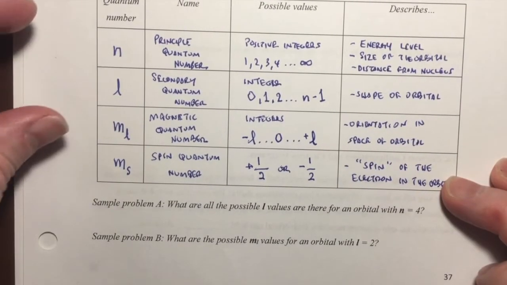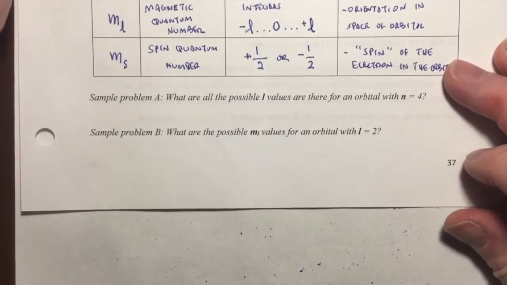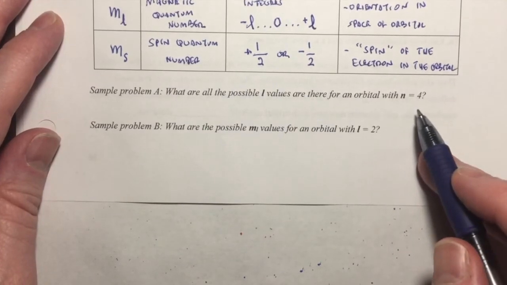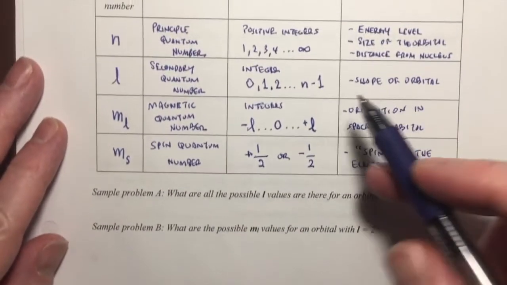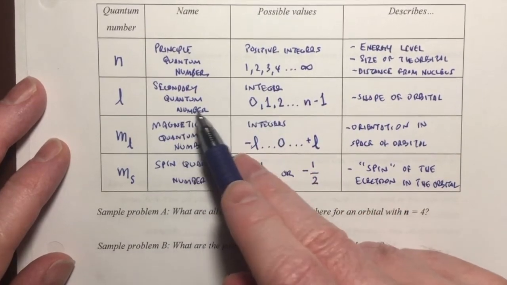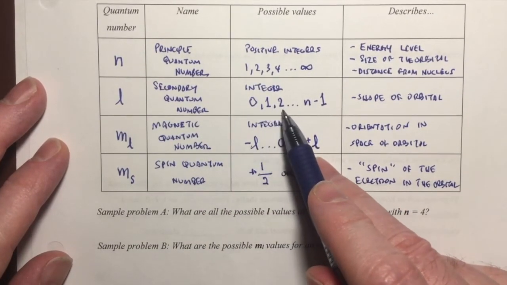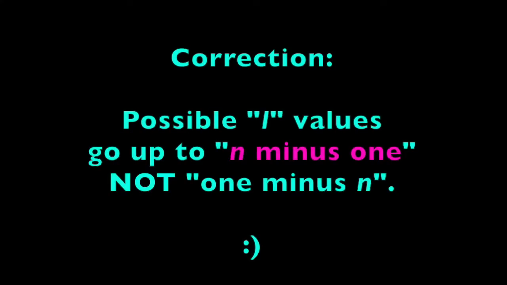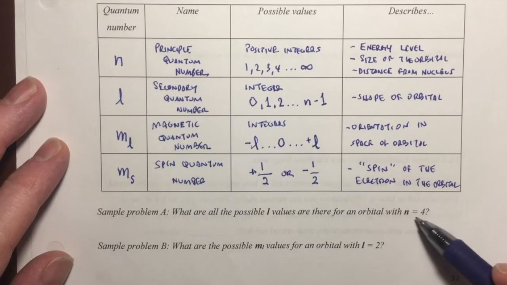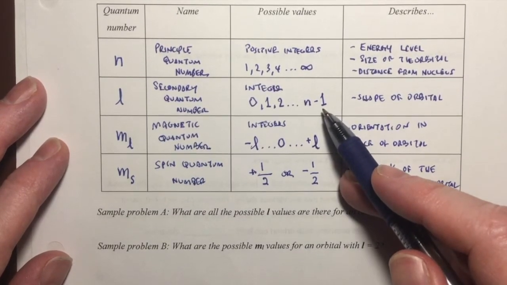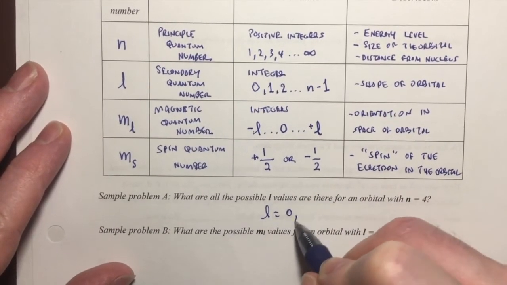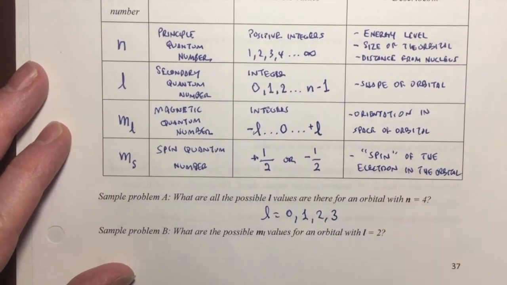Okay, so now that we've filled in this chart, we're going to continue on and answer these questions. What are all the possible L values for an orbital with the n value equals 4? And we know that if n equals 4, then L values start at 0, go through all integers up to n minus 1. If n is 4, then n minus 1 is 3, so the L values will be 0 up to 3. So L could equal 0, 1, 2, and 3.